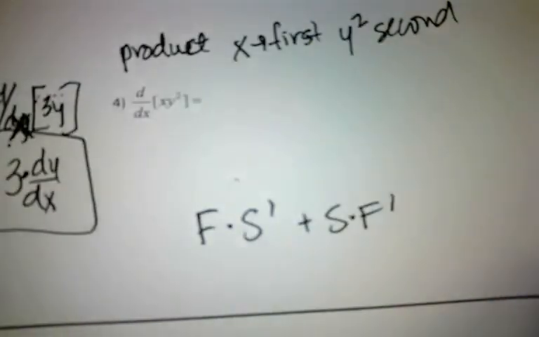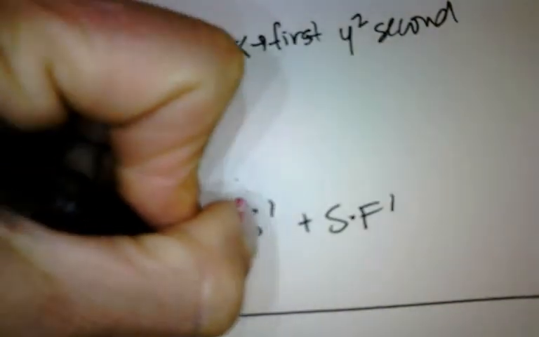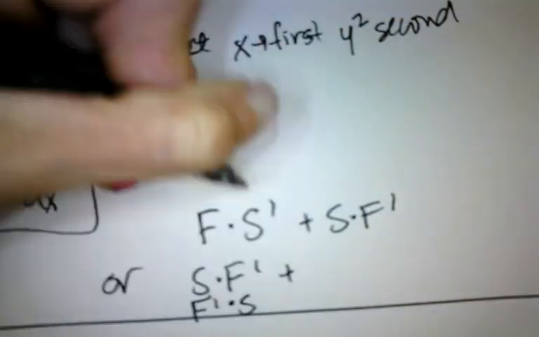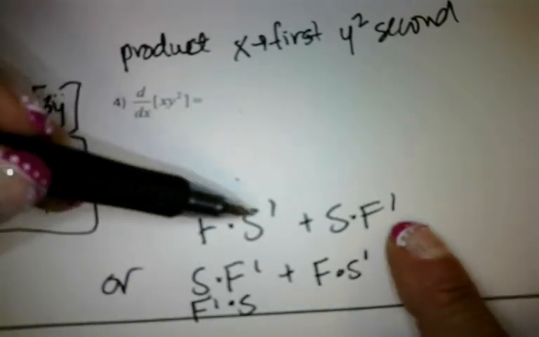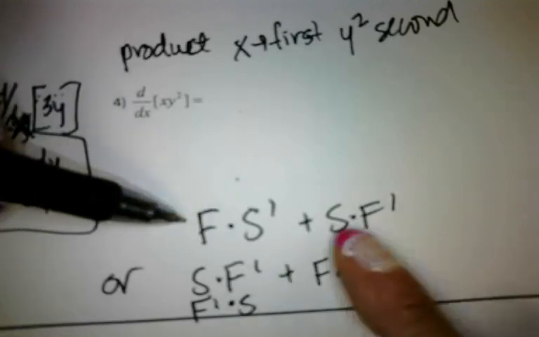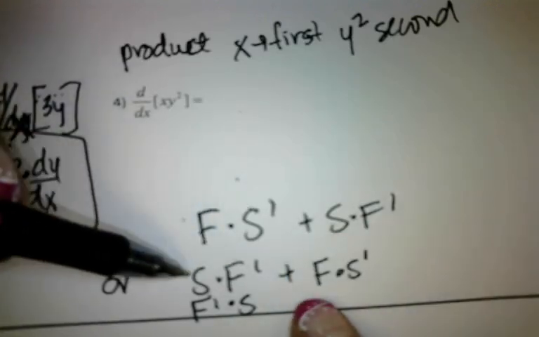Or it could be this. F prime... I mean, I don't know how you have it memorized, but these are all the same. Like, these are all the same thing. It's all the same rule. I've taken the derivative of each part times the other. Okay, so I just wrote out the rule.